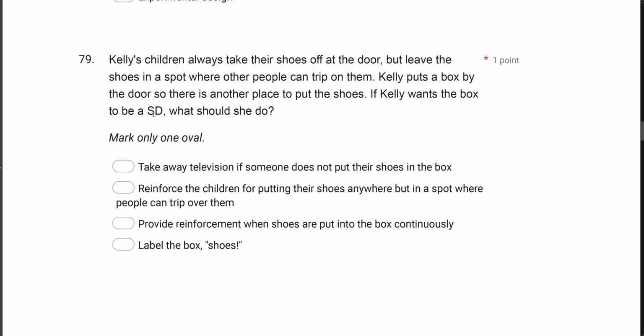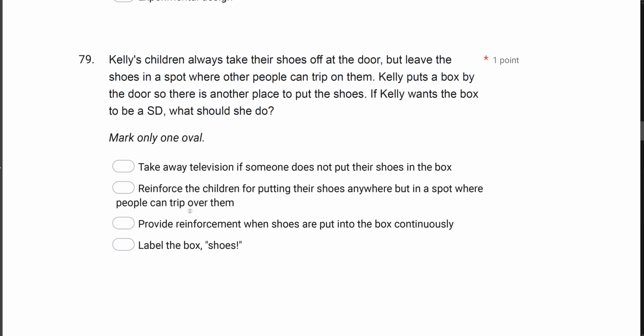So if Kelly wants the box to be an SD based on what we just talked about, how is she going to do that? A, take away television if someone does not put their shoes in the box. Well, this is an attempt at a negative punishment procedure. It's not going to change the box's properties. If anything, the box might become an SD for punishment. Because if I'm in the presence of the box and you're taking away my television, then I might learn that when I'm in the presence of the box, now there's punishment available.